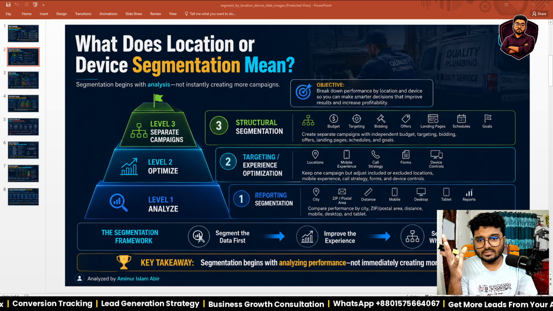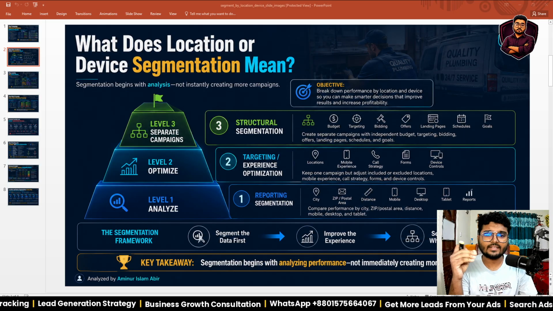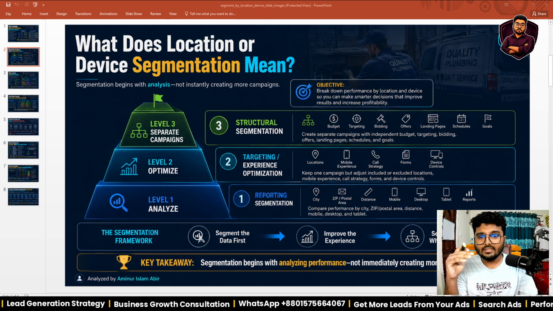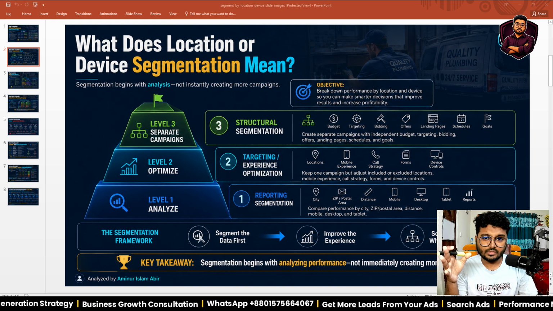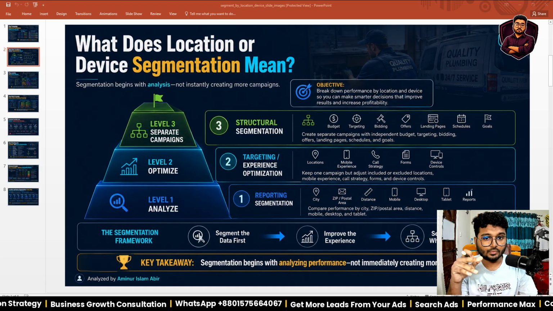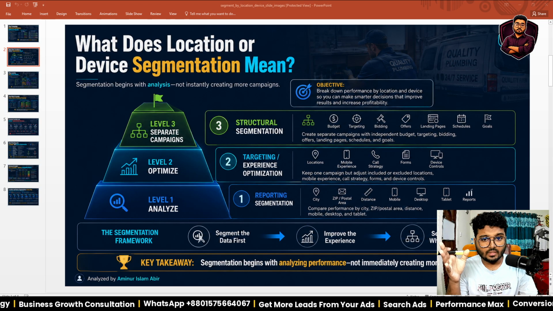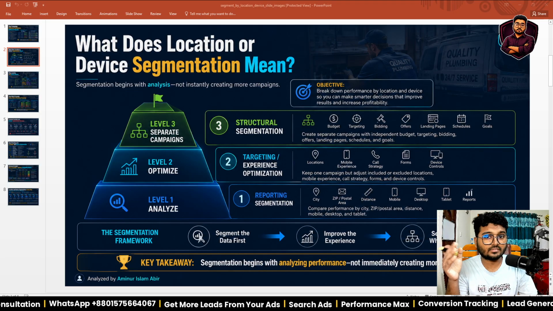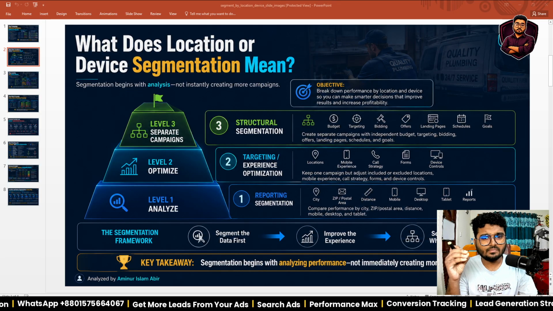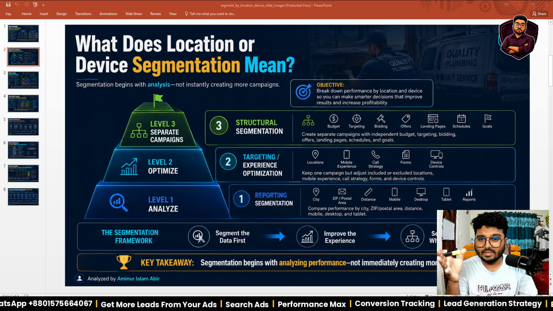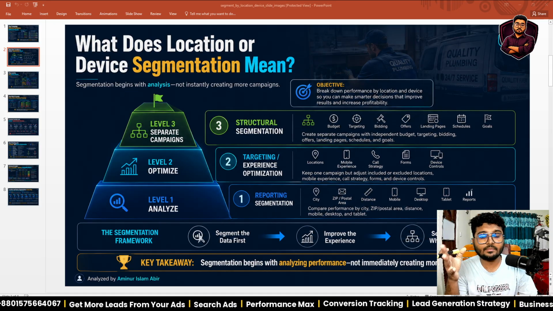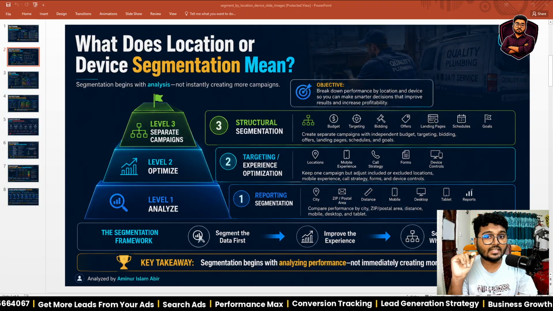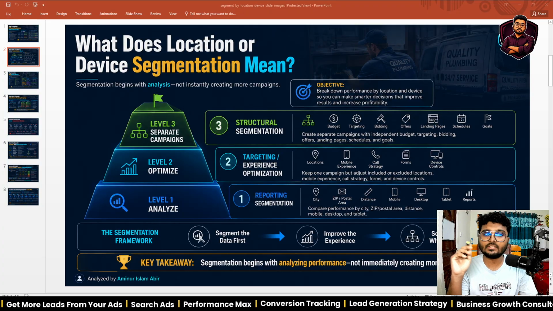A different number in a report is not automatically a reason to create another campaign. For example, if mobile has a higher cost per lead, we should first ask why. Is the traffic poor? Is the page slow? Are calls being missed? Is the form difficult to complete? Or are mobile leads actually more valuable after qualification? Segmentation begins with analysis, not immediate campaign separation. Now let's examine why location and device can change customer behavior and business profitability.